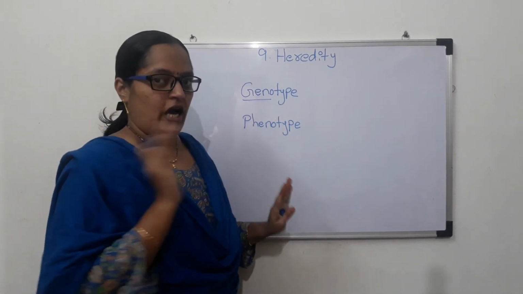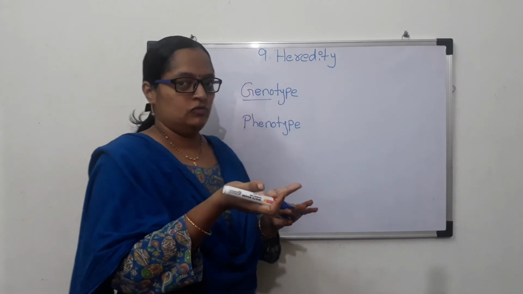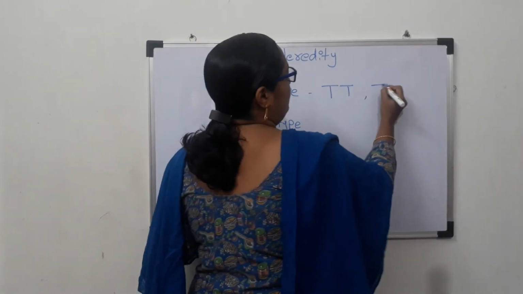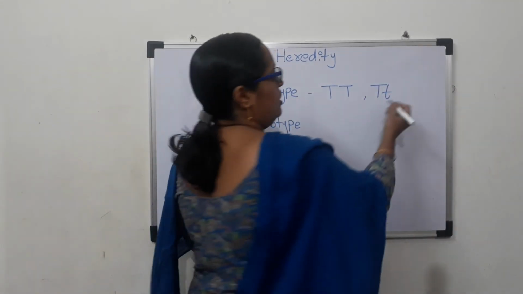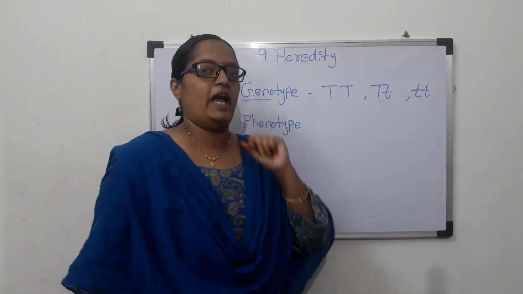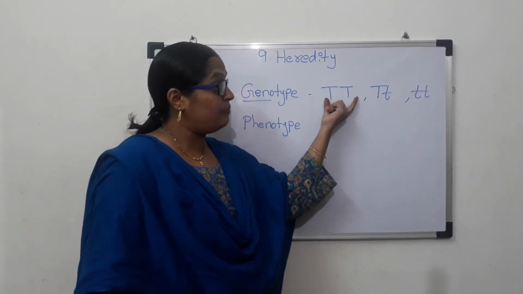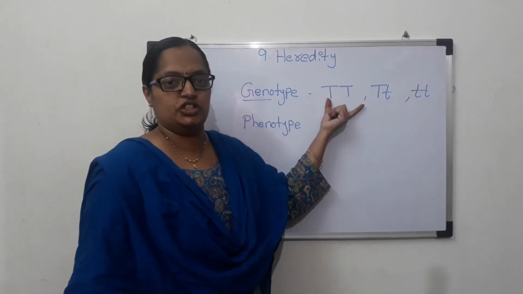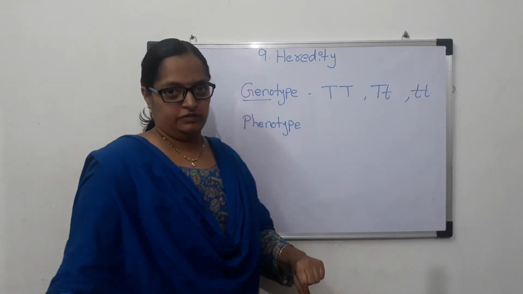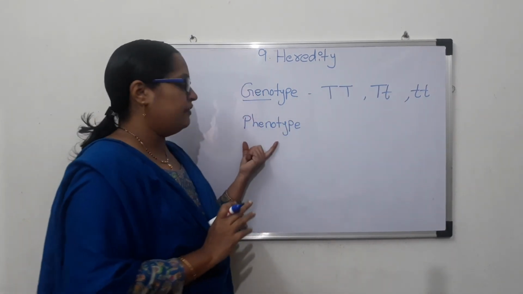For example, I already explained three combinations deciding the height of the plant. What are those? Capital T capital T, capital T small t, and small t small t combinations. When you are taking one character, these contrast characters will be expressed based on this type of gene combination. This is the gene combination which is present in the pea plant when you are considering the height of the plant.